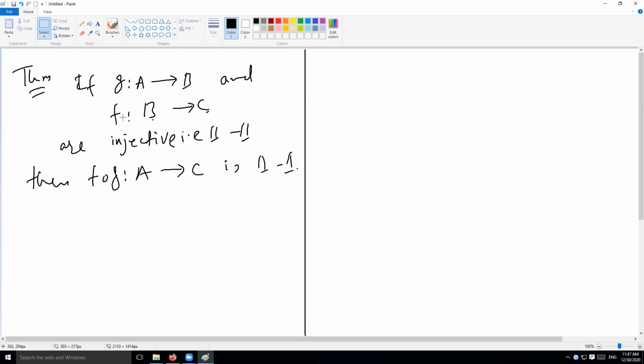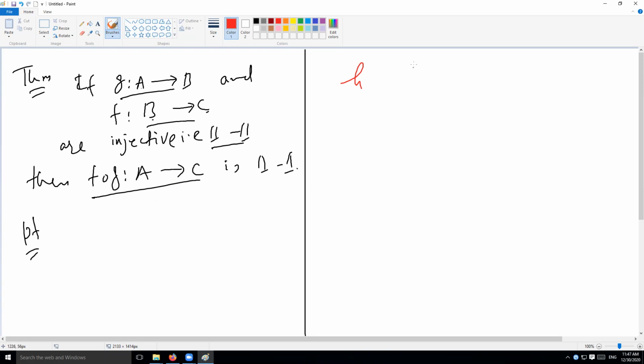So my point is that I have two functions which are 1-1, and I want to show that their composition is also 1-1. This is my claim: if you have two functions which are 1-1, then their composition is also 1-1. So how can I prove that this composition is 1-1? What should I do? How can I prove that if you give me a function h, this function h is 1-1?